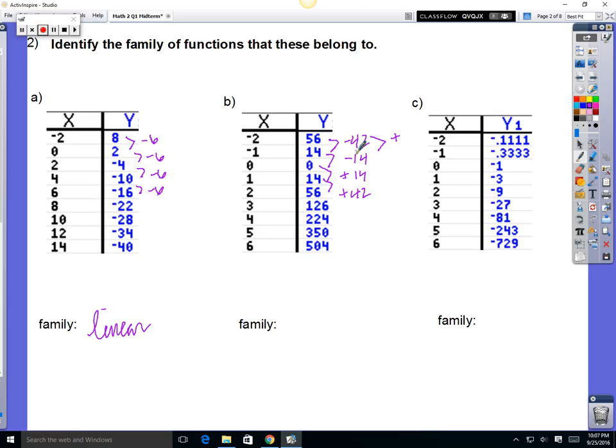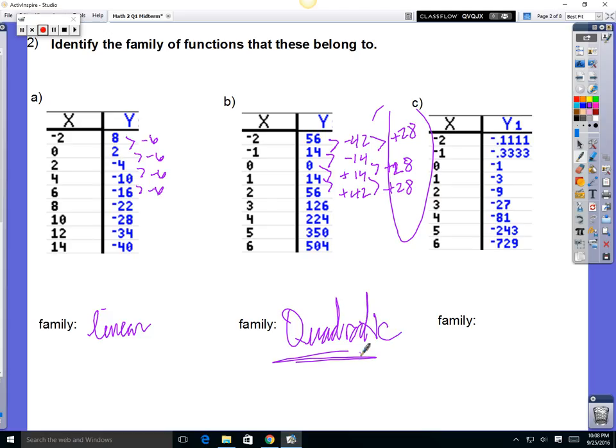And that went up 28. From negative 14 to positive 14, that got bigger, so it's positive 28. From 14 to 42, that got bigger, so it's positive 28. Now, this time it's plus 28, plus 28, plus 28, plus 28. That means it's quadratic. The second change is constant. That is the definition of a quadratic.